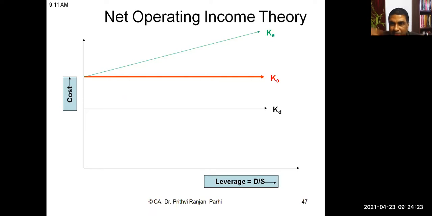Okay, net income theory, overall cost should come down. Yes. But why is overall cost not coming down? Because cost of equity is also increasing. So the increase of cost of equity is offsetting the reduction in overall cost. Therefore, overall cost is constant.